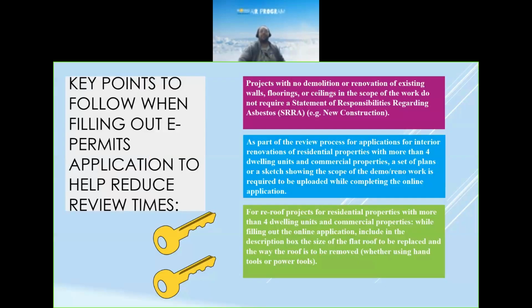Some key points to follow when filling out the permits application to help reduce the review times. Projects with no demolition or renovation of existing walls, flooring, or ceiling in the scope of work do not require an SRA, meaning new construction. If there's no demo scope nor renovation scope, we don't need to see it.